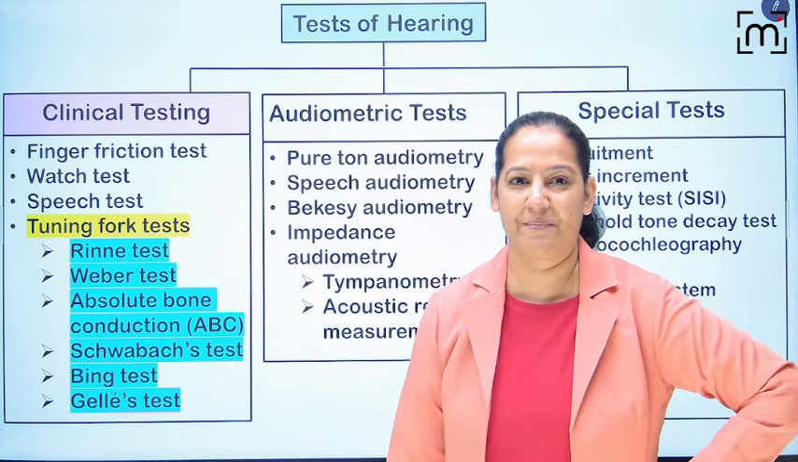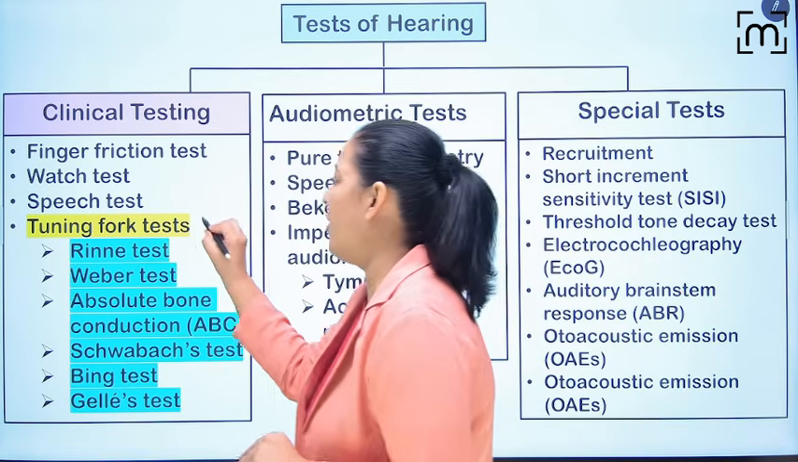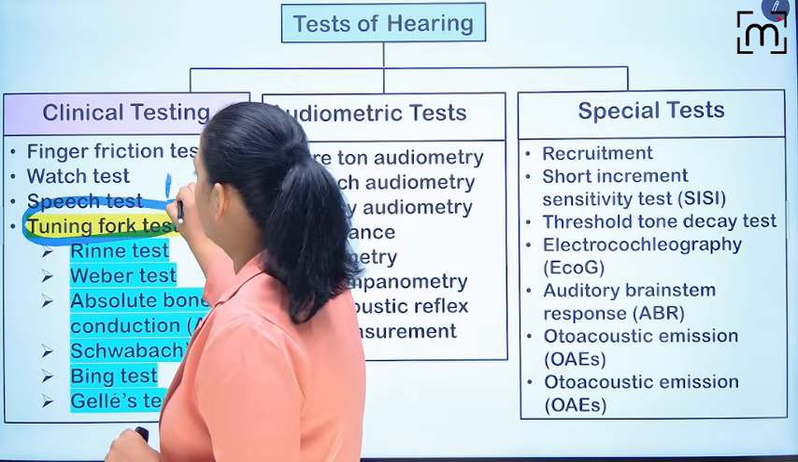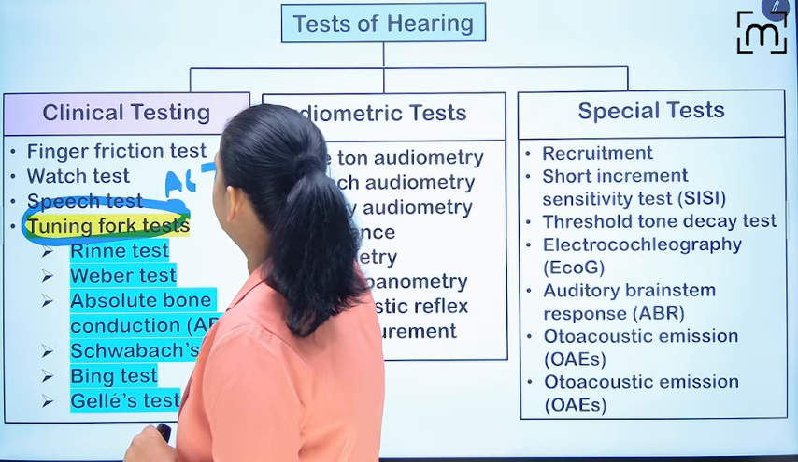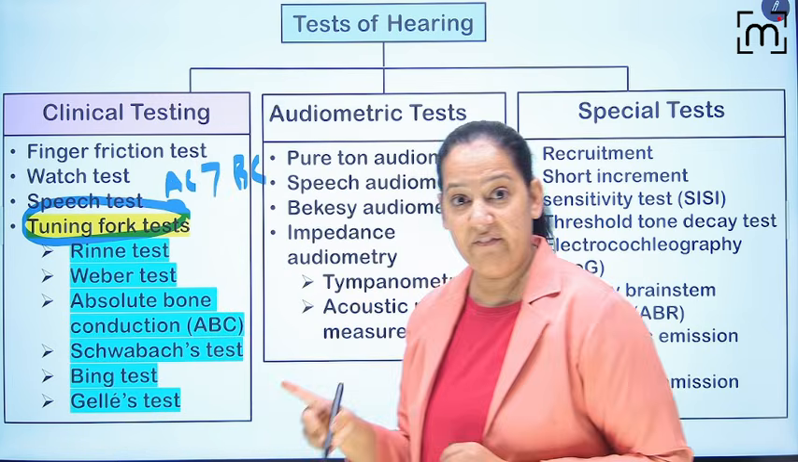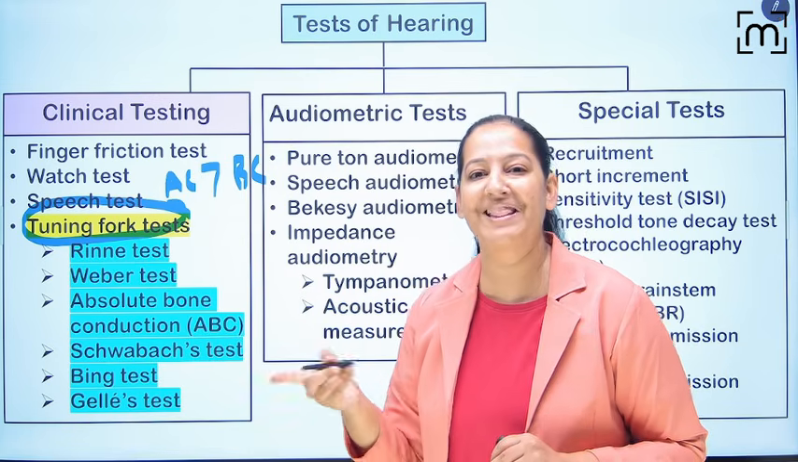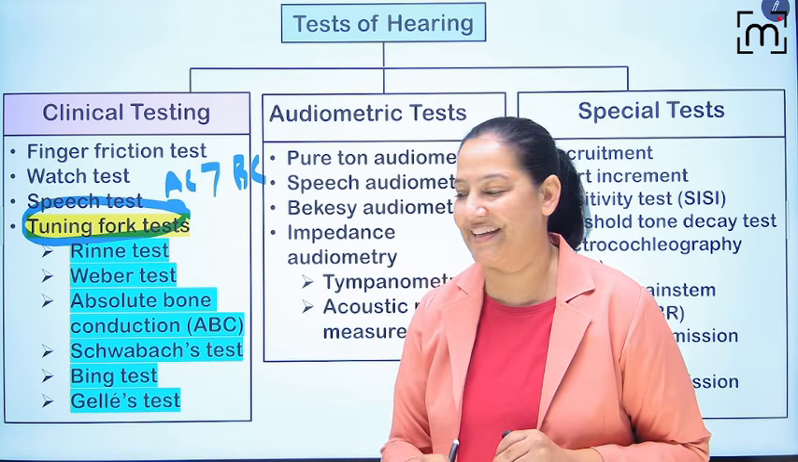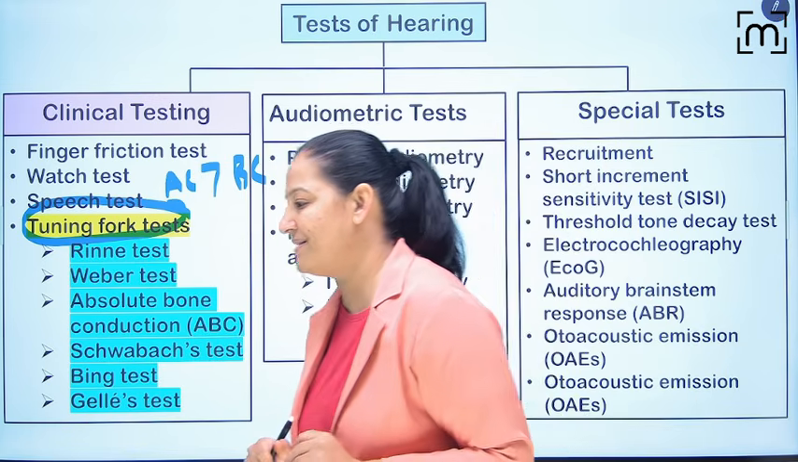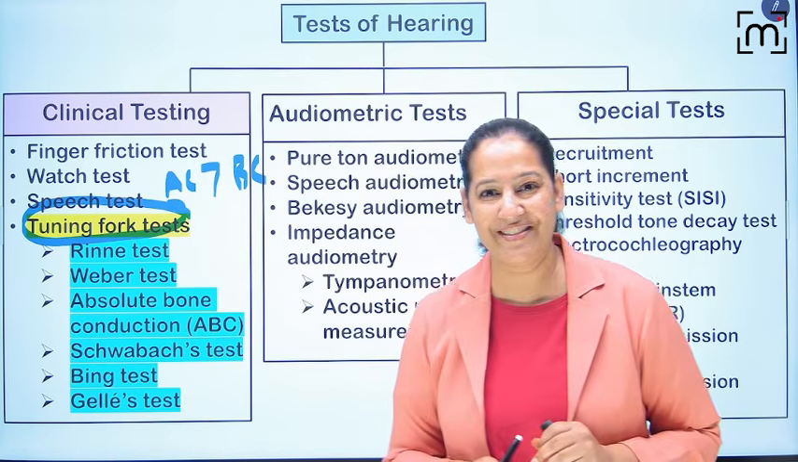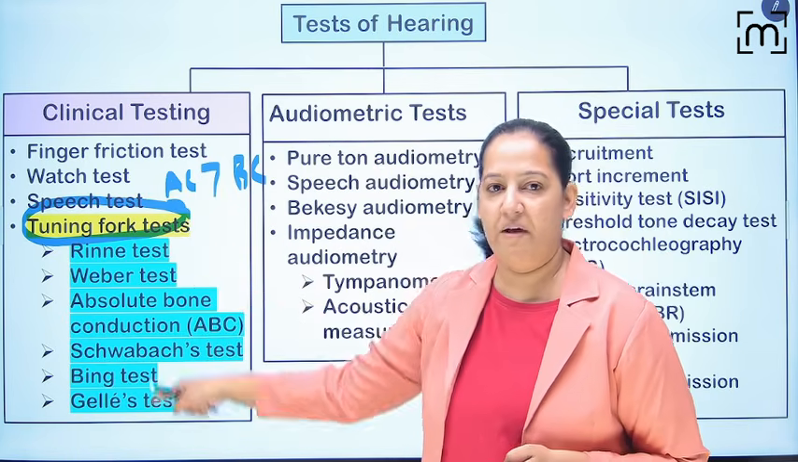If you got the basic principle. What basic principle have I learned till now? I have learned in tuning fork, normally AC is greater than BC, intensity wise also, length wise also. So AC is louder and longer than BC. This is what I have learned till now. Got it. Let's start the first test now. One by one, we will do all tests.